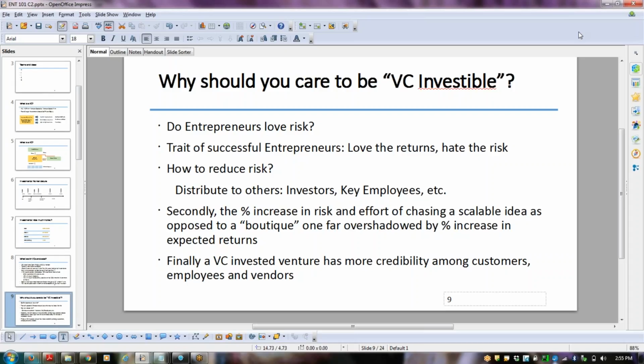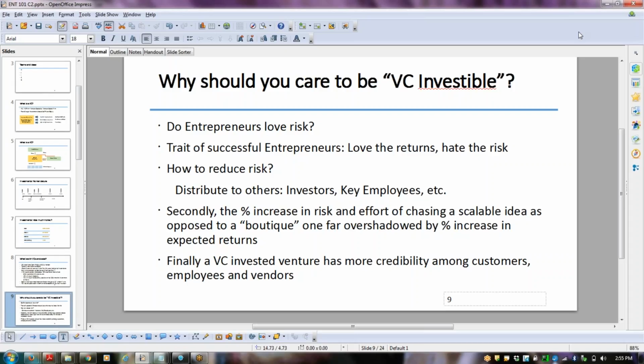So what it essentially means is that when you run a company, you will have an ecosystem of customers, employees, vendors, investors, etc. Now, if your venture is VC invested, it gives more credibility so that you can get more customers, you can convince your current employees, and you can get better employees, and you can connect with a bigger set of vendors. So it opens up a bigger set of opportunities for you.